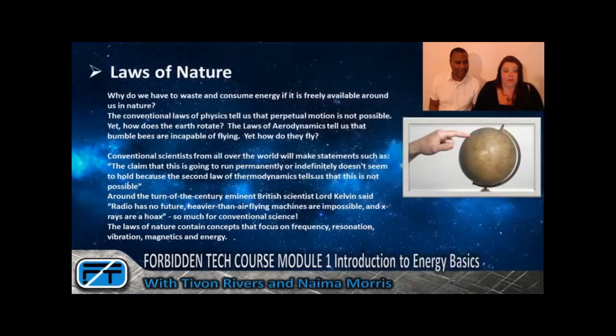So, let's see. We wrote here, why do we have to waste and consume energy if it's freely available all around us in nature? The conventional laws of physics tell us that perpetual motion is not possible. Yet how does the Earth rotate? The laws of aerodynamics tell us that a bumblebee should be incapable of flying. But how does it fly?